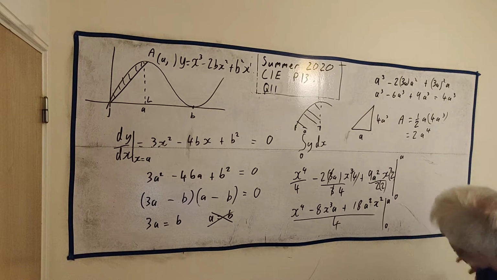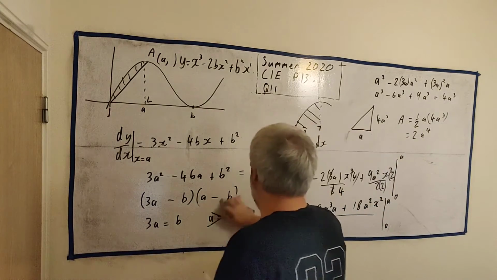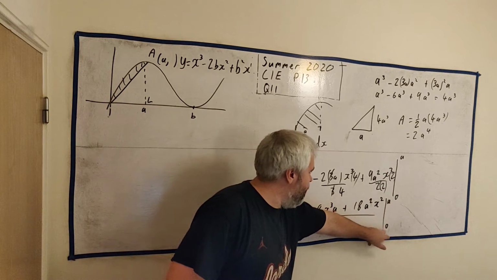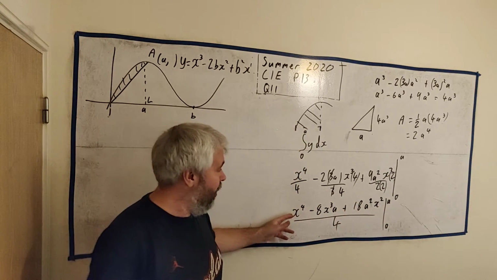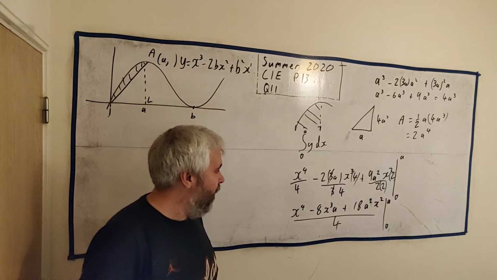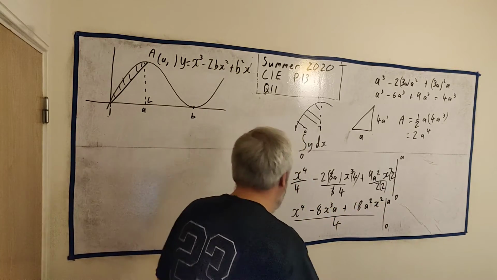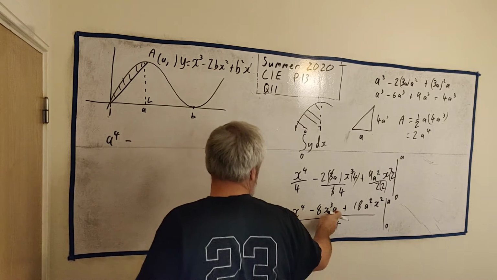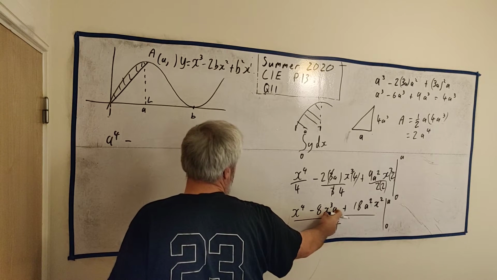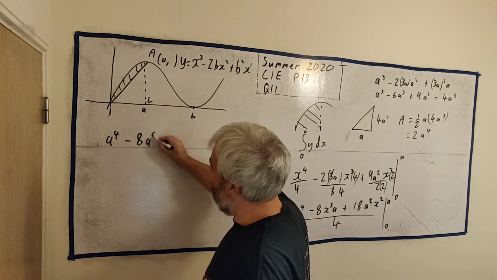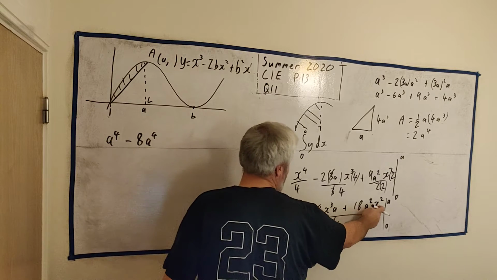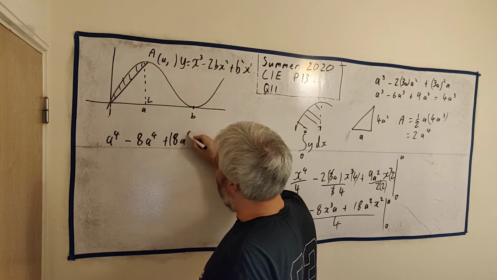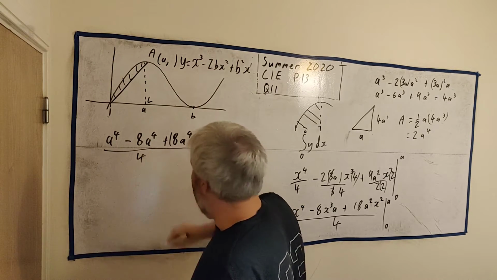I'm probably going to run out of room. Let's clear this off and we'll do it here. So to evaluate an equation between a and 0, we just put a in for x, and then we put 0 in for x and take it away. So first let's put a in. We will get a to the power of 4 minus a times 3a, like a to the power of 4 again, minus 8 a to the power of 4. Again, a to the power of 4 here again. So that's plus 18 a to the power of 4. All this is divided by 4.